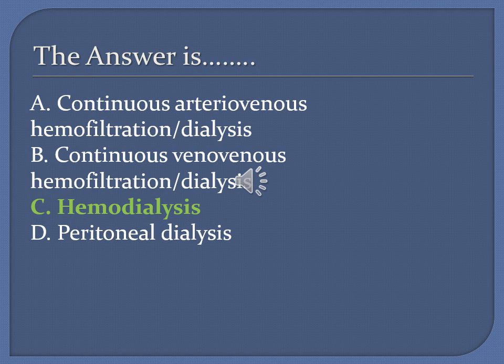You probably already know this, but D, peritoneal dialysis, is contraindicated with Crohn's disease. And choices A and B are for the unstable patient, whereas C is the gold standard for the stable patient. If you are wondering what the difference between hemofiltration and hemodialysis is, hemofiltration uses convection, so they can move larger and smaller particles, while hemodialysis uses diffusion to move particles.